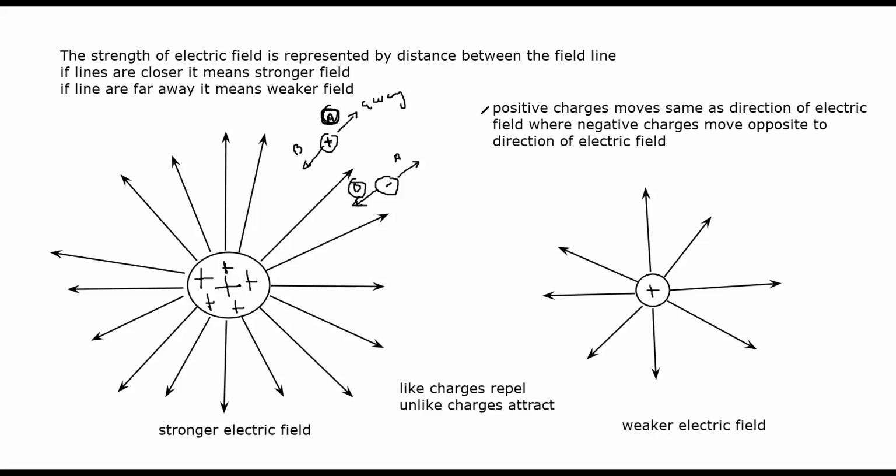It is moving opposite to the direction of electric field. So same way, if we have a negative charge sphere, what is the direction of electric field? Direction of electric field means the direction in which the positive charge will move. That's called the direction of electric field. So for a negative charge, the direction will be in.